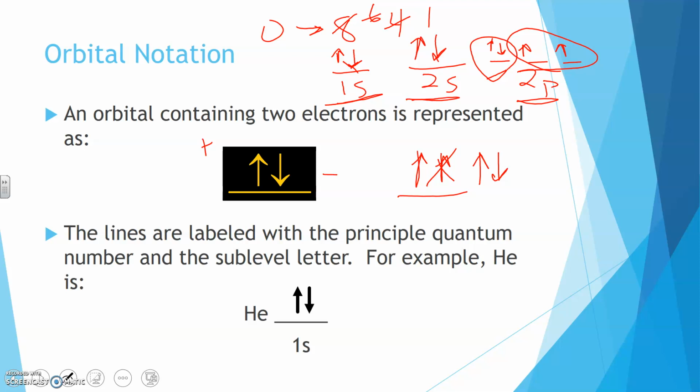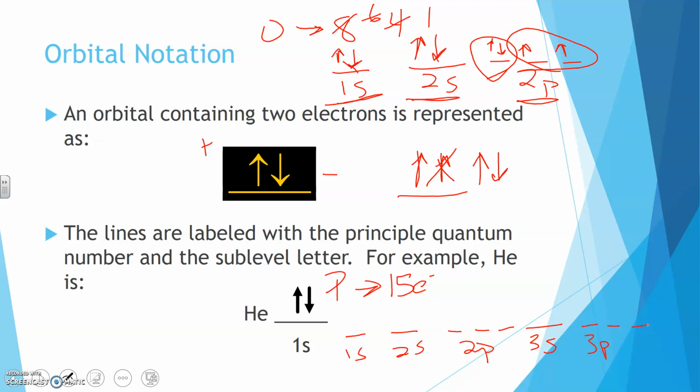Okay, so let's do another example with that, let's do phosphorus. Phosphorus has a total of 15 electrons. So you have your 1s, you have a 2s, 2p, then you have 3s, and 3p.